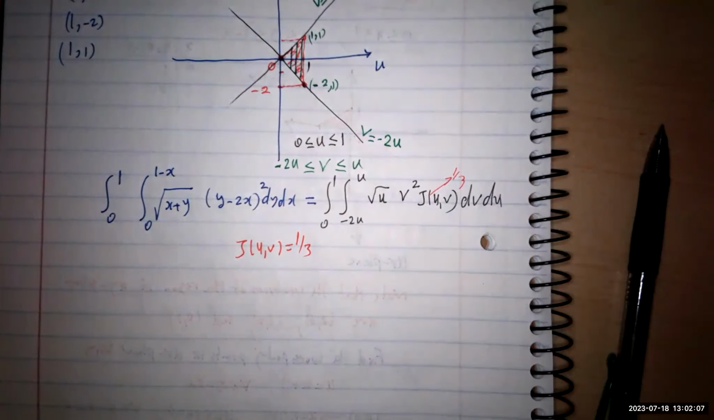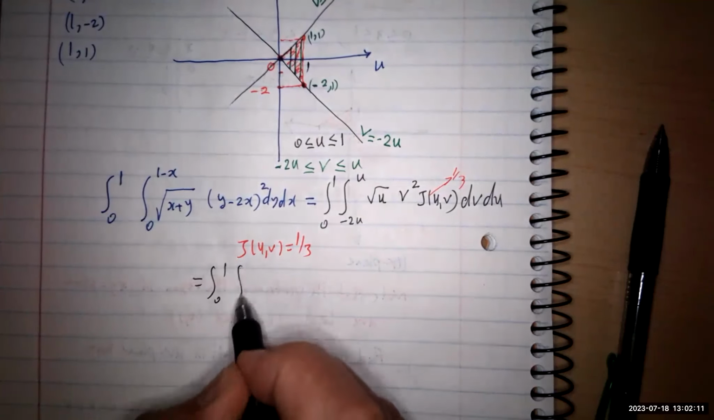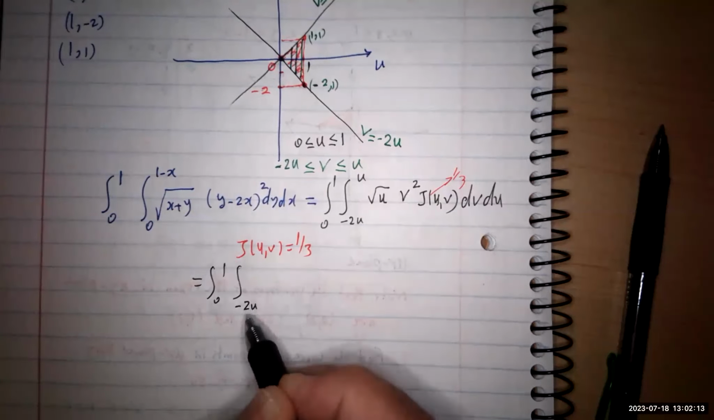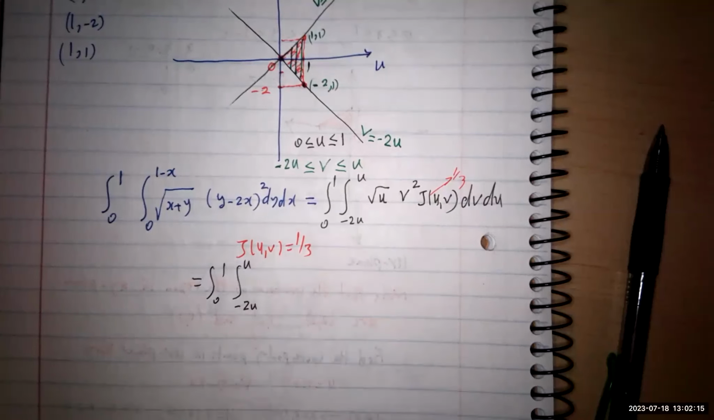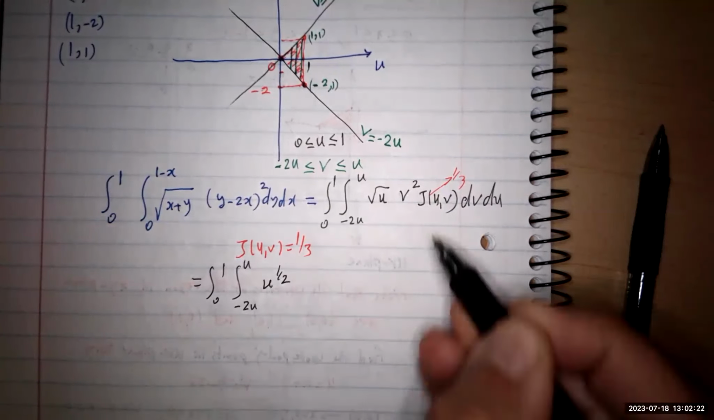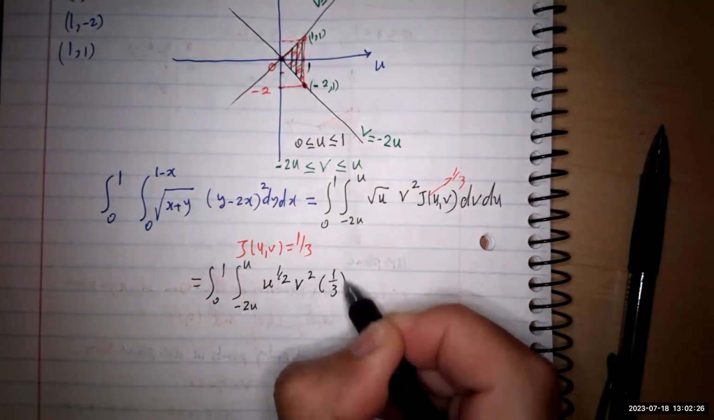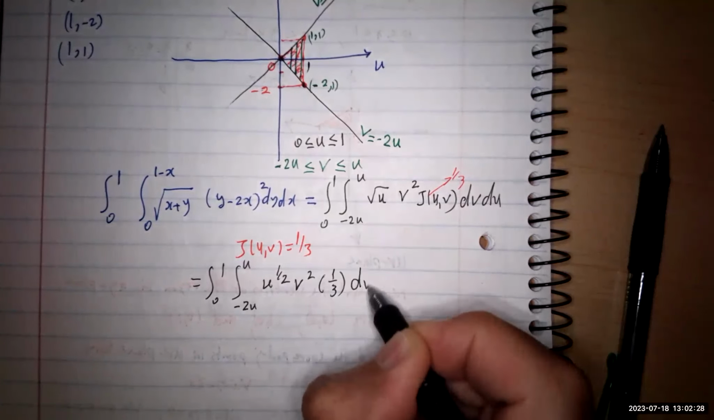So we continue, the integral is usually very easy to find. That gives you negative 2U to U. Okay, so I change this one into U to the half. This is going to be V squared, Jacobian of 1/3, and dV dU.